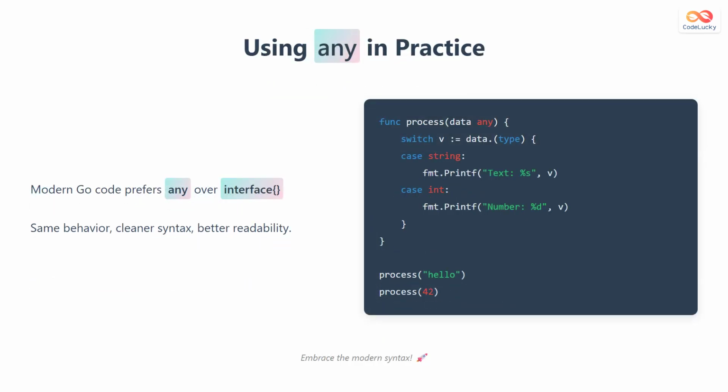Modern Go code prefers any over interface{}. They have the same behavior, but any provides a cleaner syntax and better readability. Let's look at an example. We define a function named process that takes a parameter data of type any. Inside the function, we use a type switch to determine the underlying type of data. If it is a string, we print text, followed by the string value. If it is an integer, we print number, followed by the integer value. We then call the process function with the string hello and the integer 42. It's time to embrace the modern syntax.